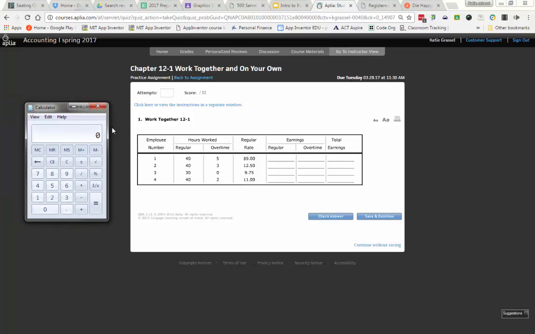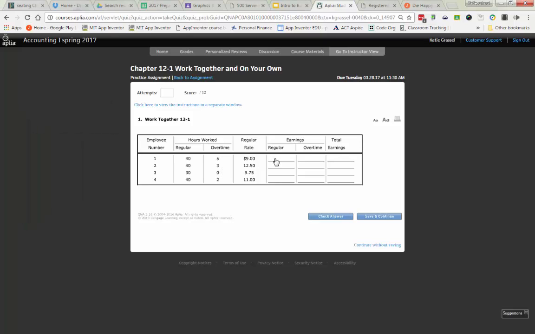So for employee number 1, we're going to go through and calculate the regular earnings. You're going to calculate that by doing 40 times the regular rate of 9. So regular earnings is going to be 360.